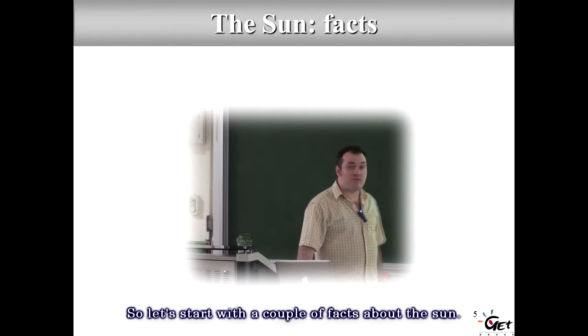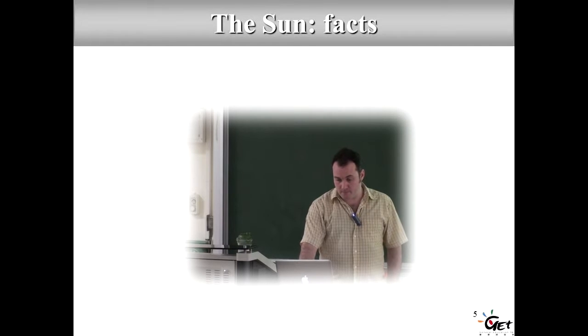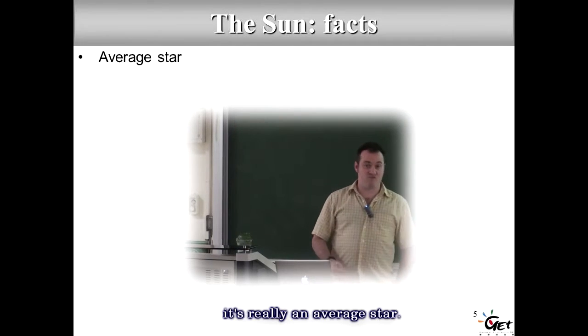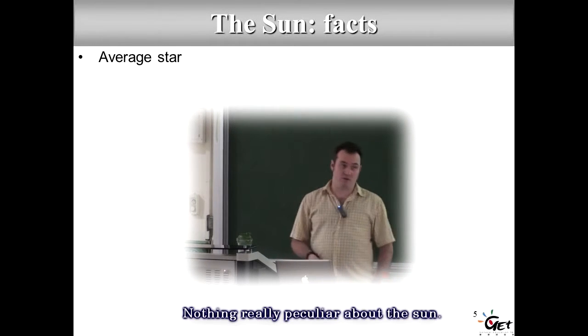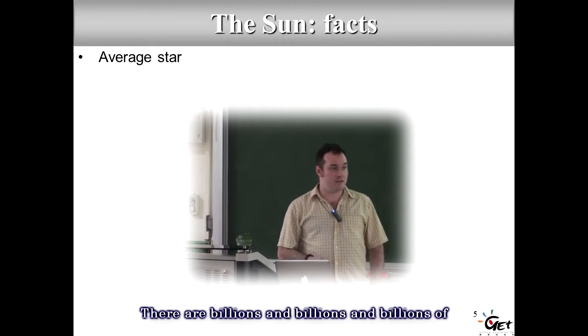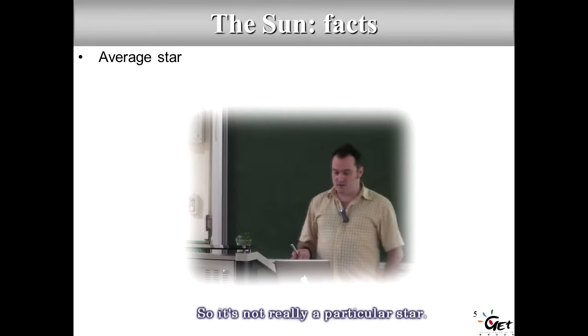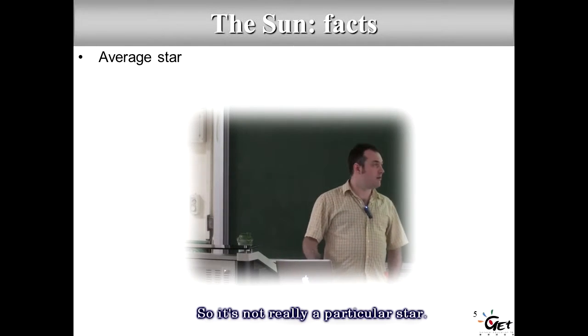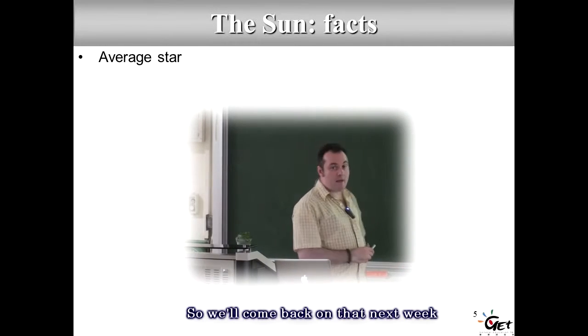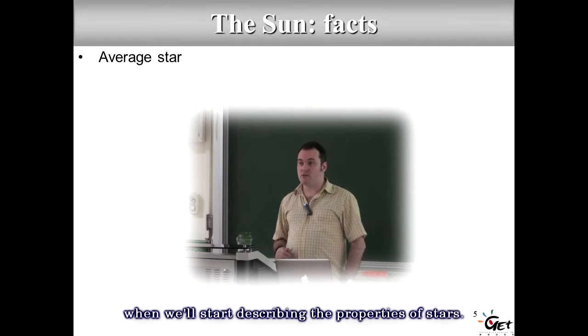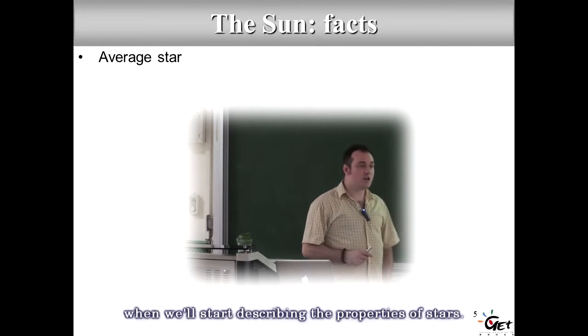So let's start with a couple of facts about the Sun. First, it's really an average star. Nothing really peculiar about the Sun. There are billions and billions of stars that are exactly like our Sun. So it's not really a particular star. We'll come back to that next week when we start describing the properties of stars.